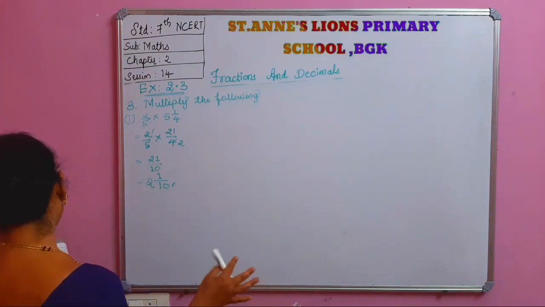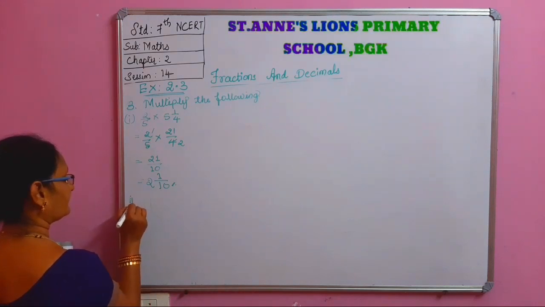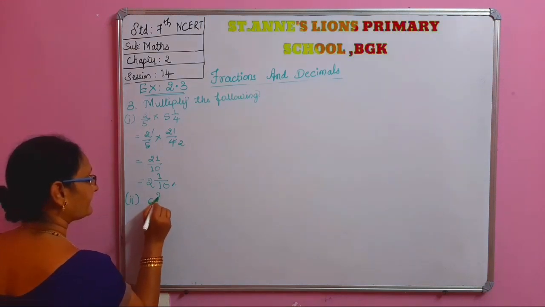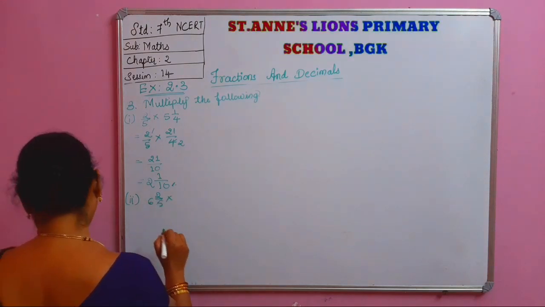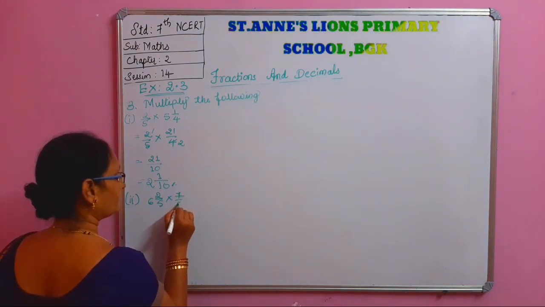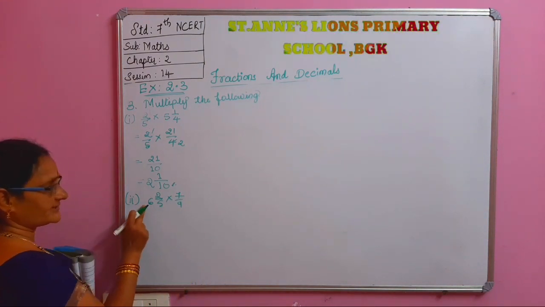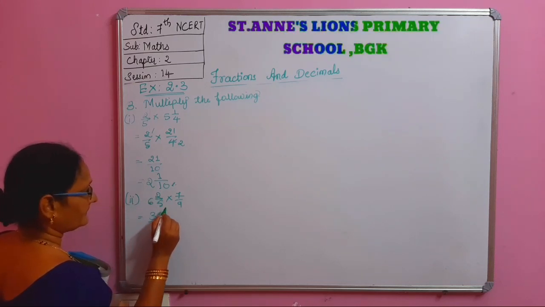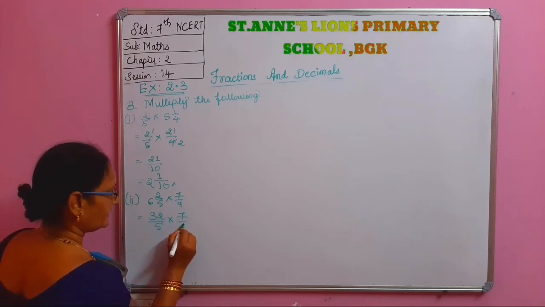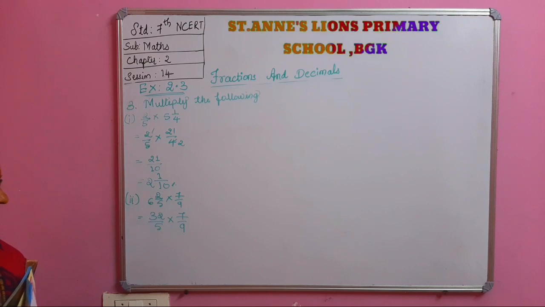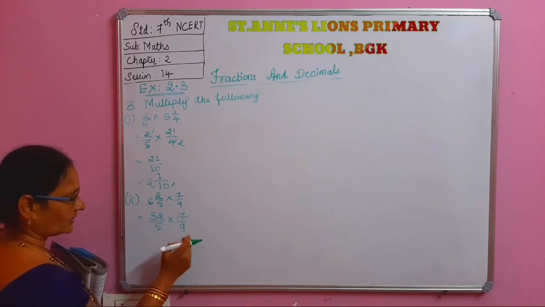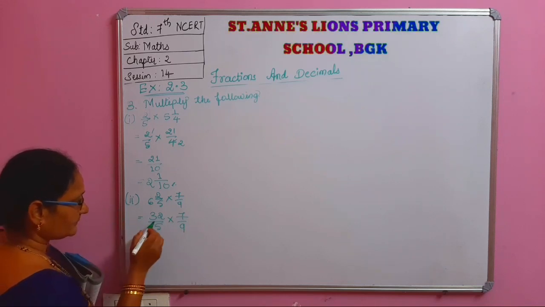The second one is 6 integer 2 by 5 into 7 by 9. 6 fives are 30, 30 plus 2, 32 by 5 into 7 by 9. Now you see, any cancellation you have to observe, then you can proceed next. If not, you can proceed. Here 32, here 5, no. 7, 9, cross, no. Here, no. Then we can proceed.